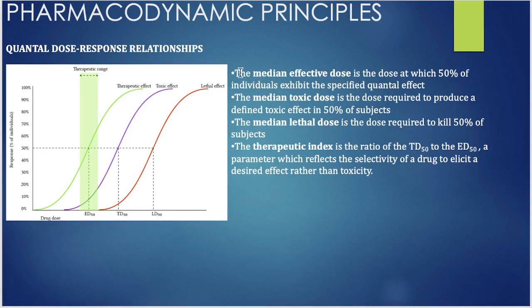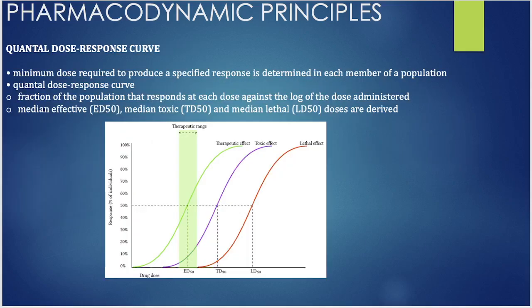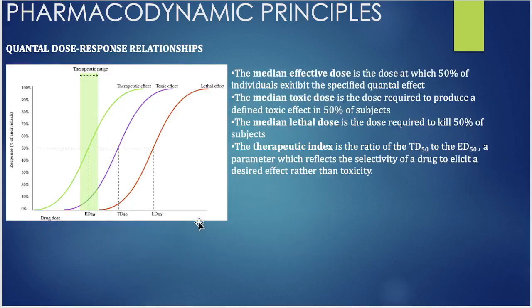Again, when we say median effective dose, it's actually the dose at which 50% of individuals will exhibit a specified quantal effect. Again, median effective is the dose at which 50% of individuals will have a specific quantal effect. When I say median toxic dose, on the other hand, I'm so sorry, this part here is your median effective. So please take note of that, median effective.